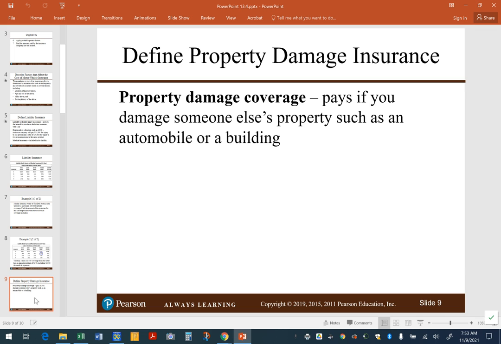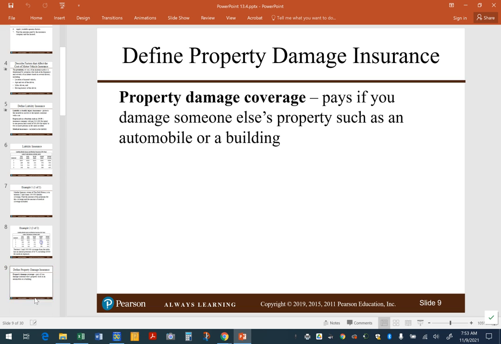Then we looked at property damage, and this is exactly what it sounds like. It's when you damage somebody else's property, whether it be their vehicle, their fence, their yard, their signs, if it's a business, anything like that.